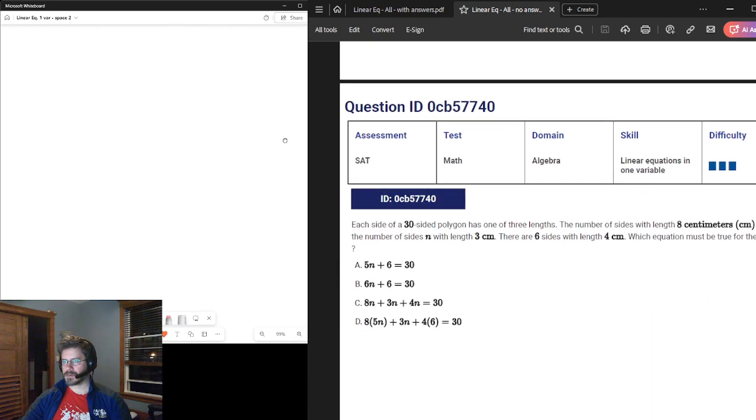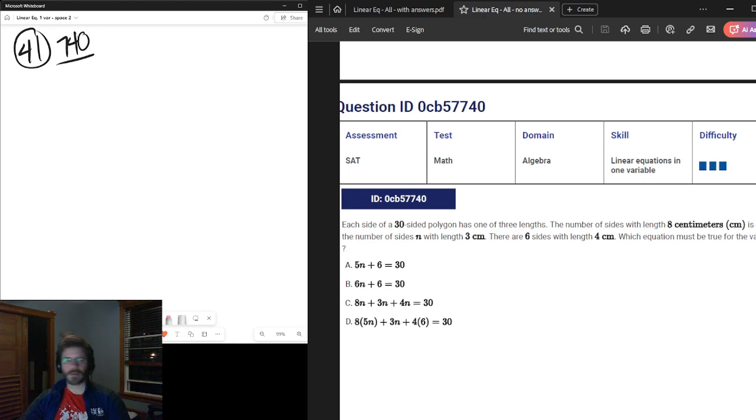And we've got the next one, 41. 740, the ending. Each side of a 30-sided polygon has one of 3 lengths. Oh, okay. Interesting question. A 30-sided polygon. Normally I would try to draw something here, but with 30 sides on a polygon, imagine a die, like a 6-sided die, but with 30 sides instead. You're never going to be able to draw that accurately.